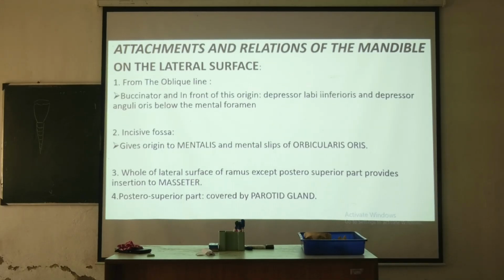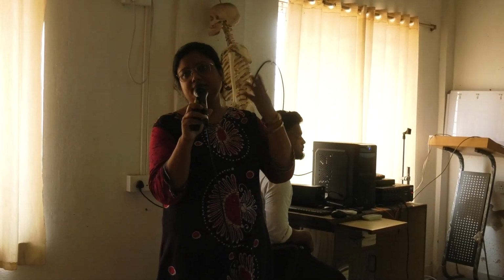Next we are going to the attachments and relations of the mandible on the lateral surface. From the oblique line we have seen on the outer surface of the body of the mandible, here is origin of buccinator, and in front of this depressor labii inferioris and depressor anguli oris below the mental foramen. These are muscles of facial expression. An incisive fossa gives origin to mentalis and mental slits of orbicularis oris. These are also included in muscles of facial expression.